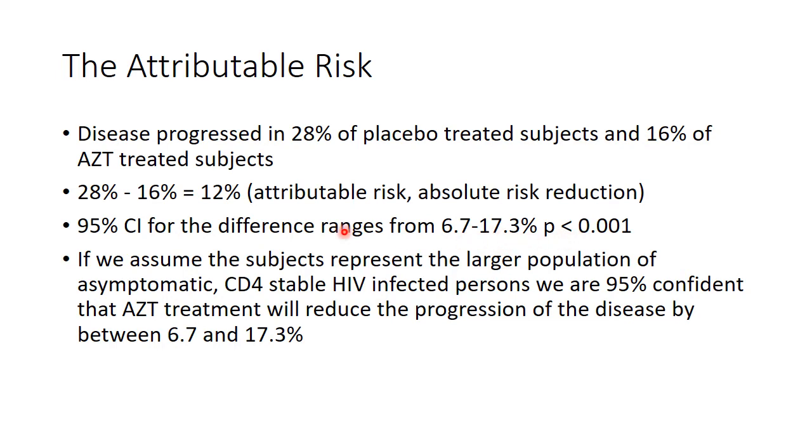Okay, so basically going off of these assertions, we can see that if we assume that subjects represent the larger population, which again the people running the study have hopefully done a good random sampling of the population, we can see that asymptomatic CD4 stable HIV infected persons would be 95% confident that AZT treatment would reduce the progression of disease anywhere between 6.7 to 17.3% versus receiving nothing by itself. So again, that would be the range of risk reductions they can have based on receiving AZT versus nothing.